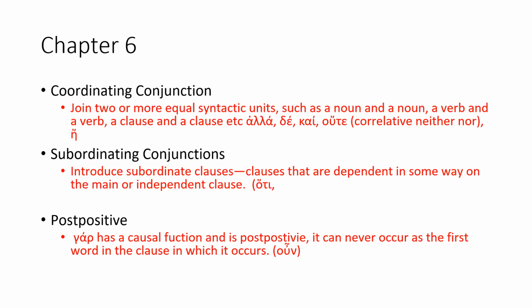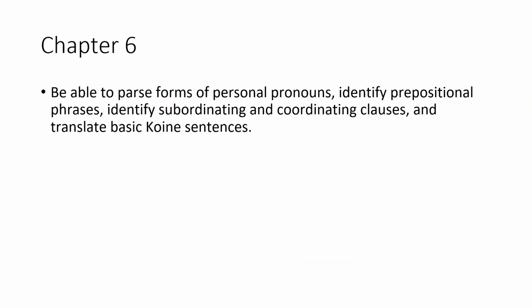Postpositive. Gar has a causal function and is postpositive. It can never occur as the first word in the clause in which it occurs. Oun is the same way. Postpositive means it cannot be the first word in the clause. It's going to be second or even third.